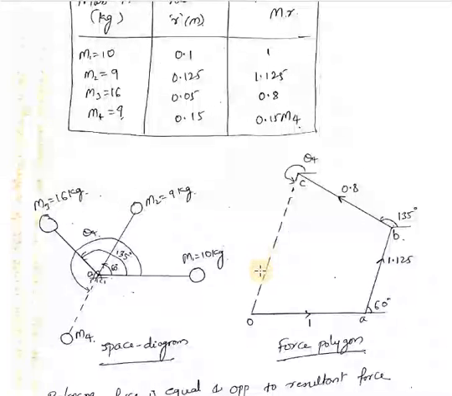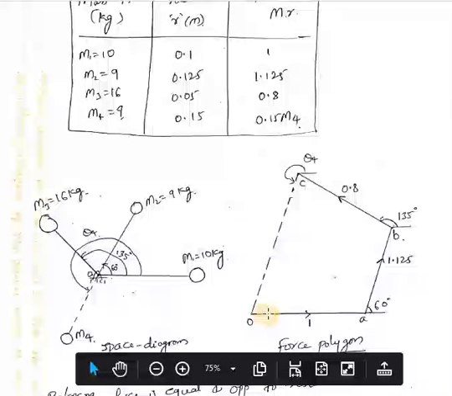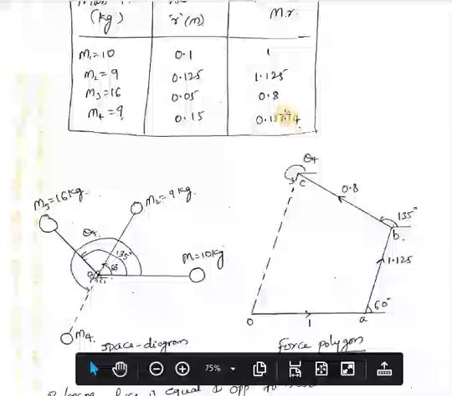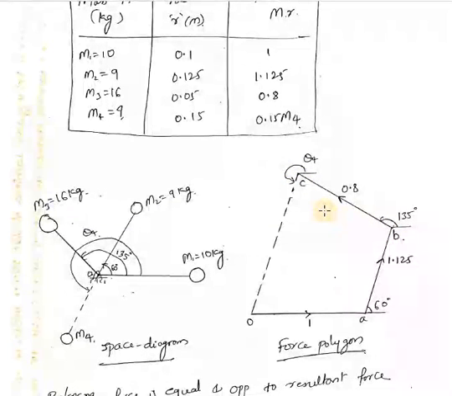The first step is you need to draw this OA parallel to this OM1. That is the reason why first you need to draw this space diagram. Magnitude of this line is 1 and angle is 0. Then for the second, that is to draw A to B, the magnitude should be second force, that is 1.125 and angle is 60 degree. Then for the third, the magnitude is 0.8 and angle is 135 degree. Now to complete this polygon, join this C to O.